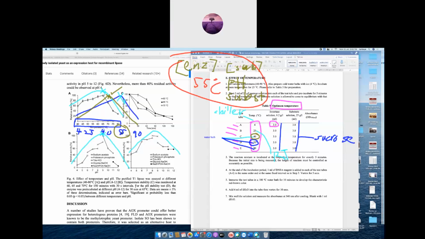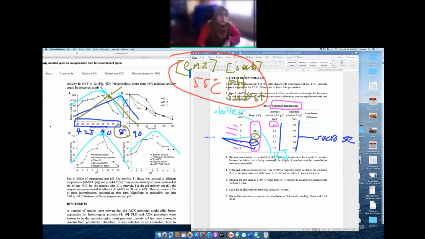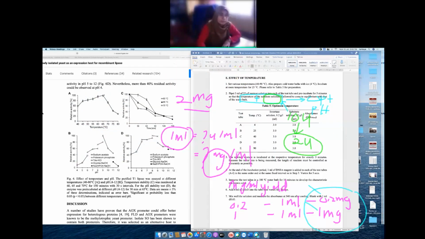Okay, so for this one, if you compare yours to this, why does this study use 40 to 80? Why not just like yours, 4, 25, 40, 55, and 90? Why is it like this?